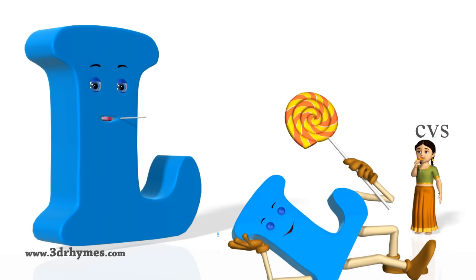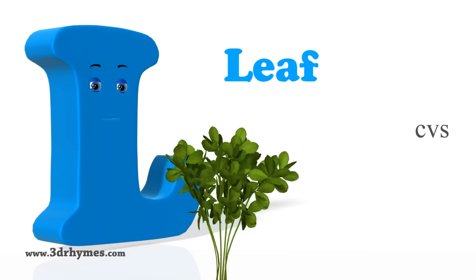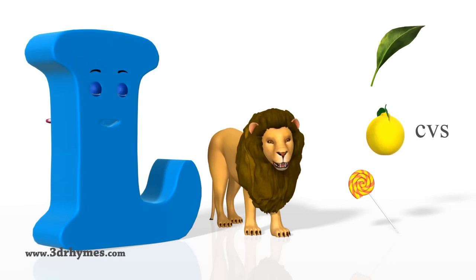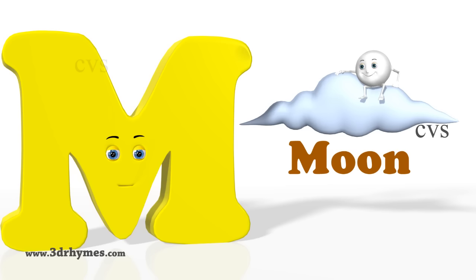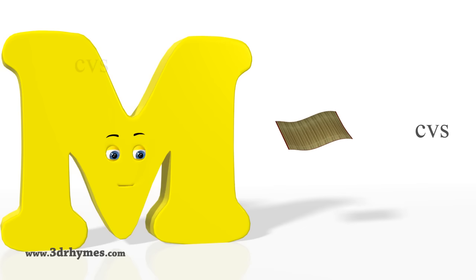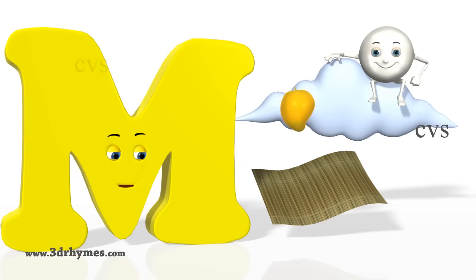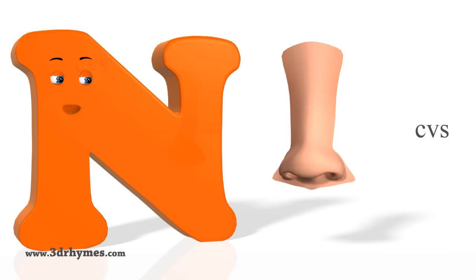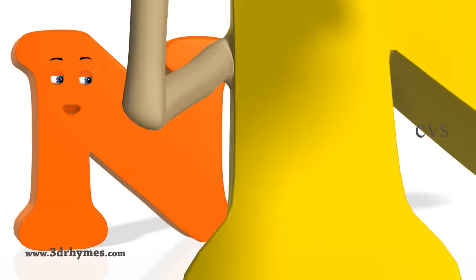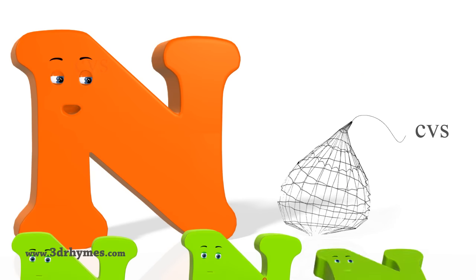L for lollipop, L for lion, L for leaf, L for lemon. M for moon, M for monkey, M for mat, M for mango. N for nose, N for nest, N for needle, N for net.